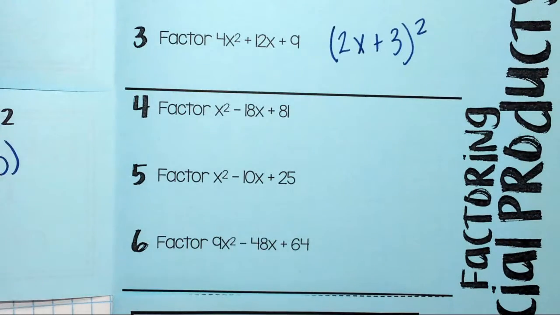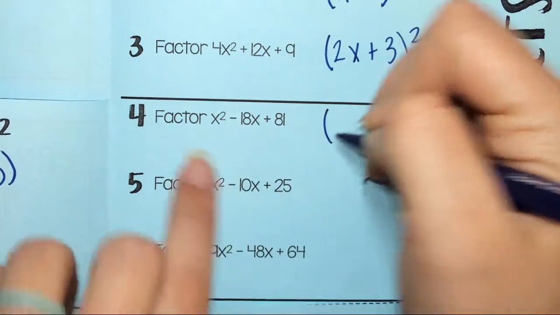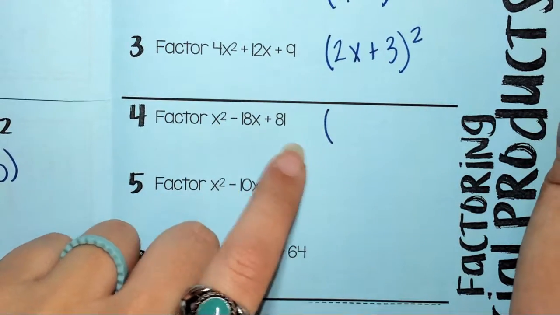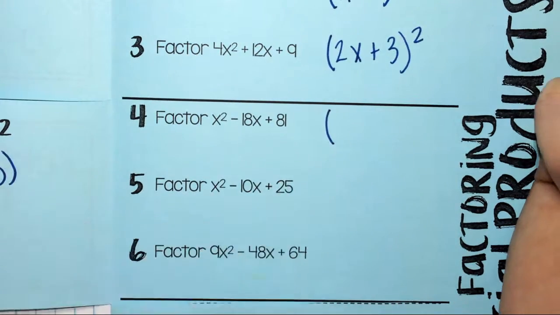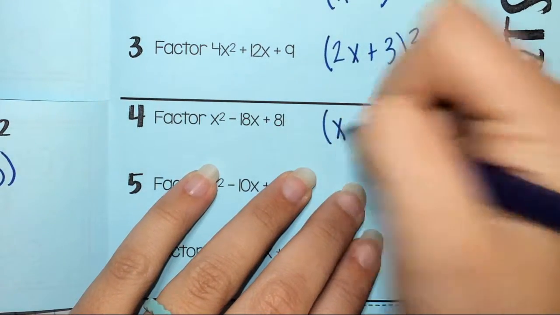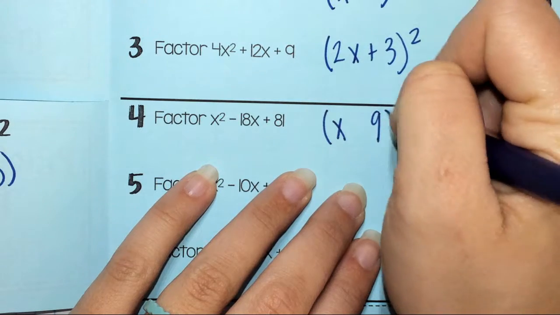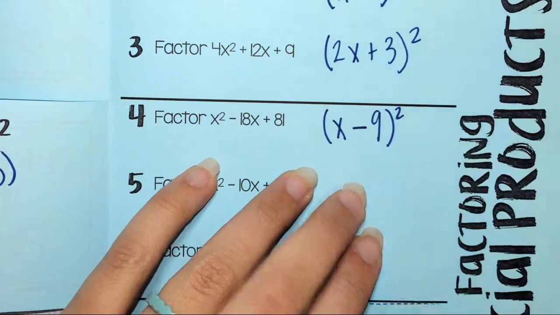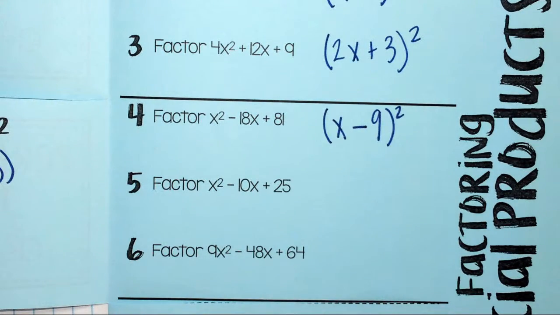Number 4. Is the first term a perfect square? Is the last term a perfect square? What's the square root of x squared? What's the square root of 81? What sign should be in the middle of those? Ta-da! That's it.